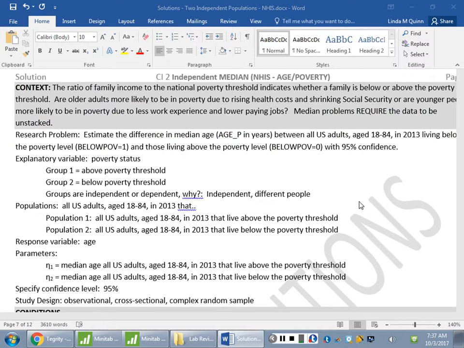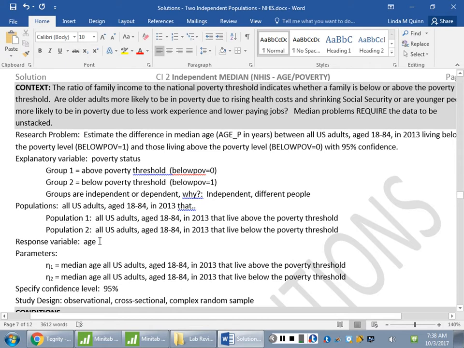First one is a confidence interval. We want to estimate the difference between people that are above and below poverty status. Once again, that's how I set up my two groups. All right, so this is below POV equals 0 and below POV equal 1. Once again, knowing that Minitab by default is going to do in 0-1 order. Okay. Independent, different people. So all adults that live above, that's the first group, and all adults that live below, that's my second group.